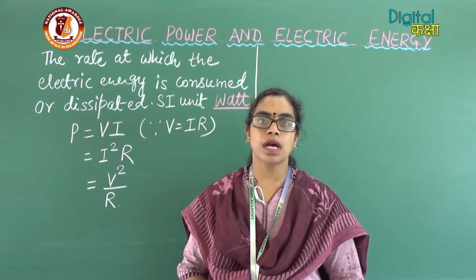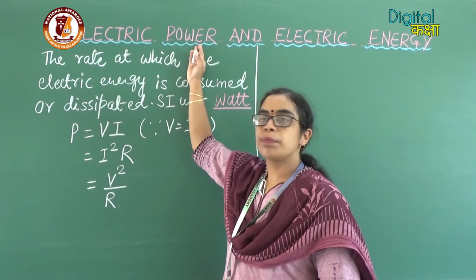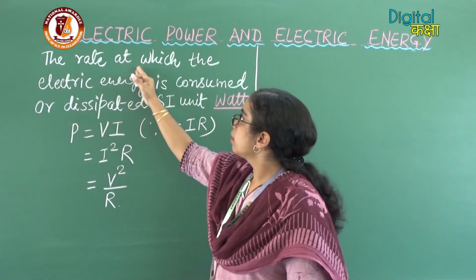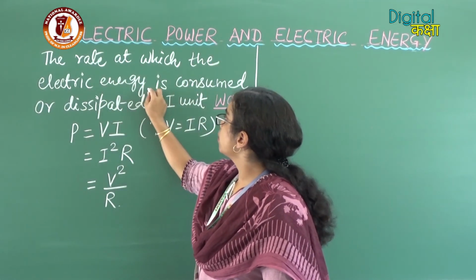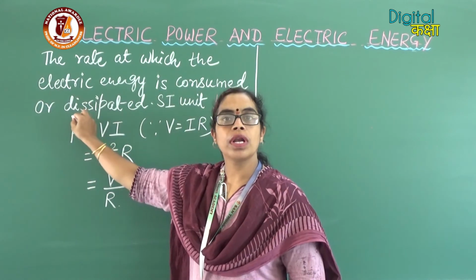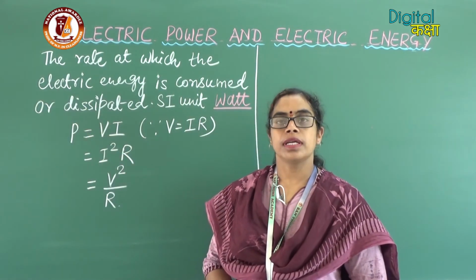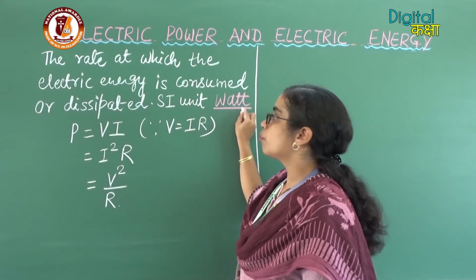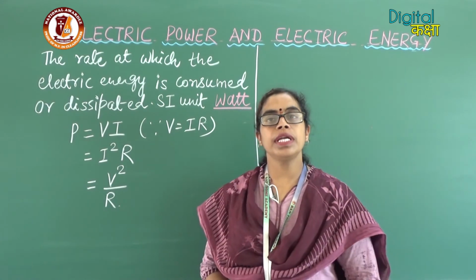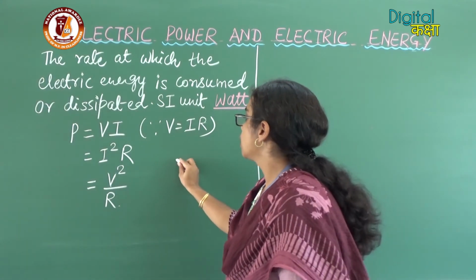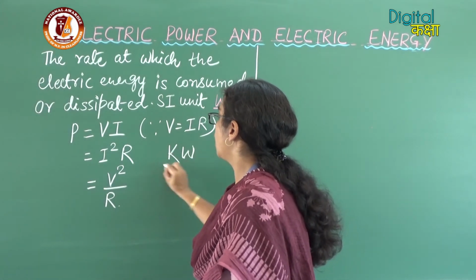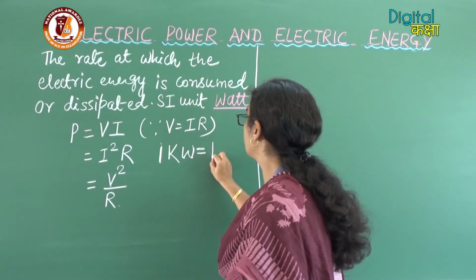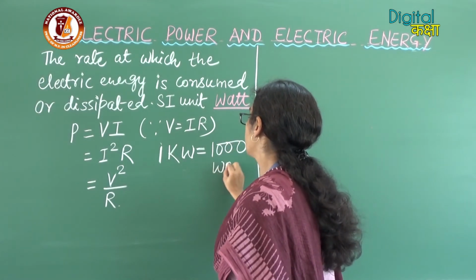First, let us discuss the term electric power. So, electric power is the rate at which the electric energy is consumed or dissipated. The SI unit for this physical quantity electric power is watt. The higher unit for the power is kilowatt. Now, we know that 1 kilowatt is equal to 1000 watt.